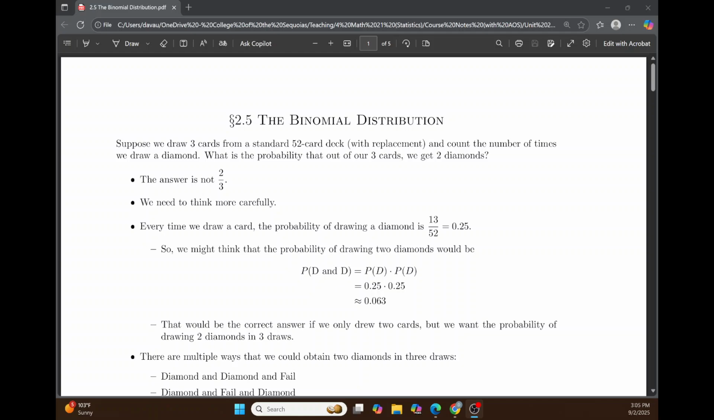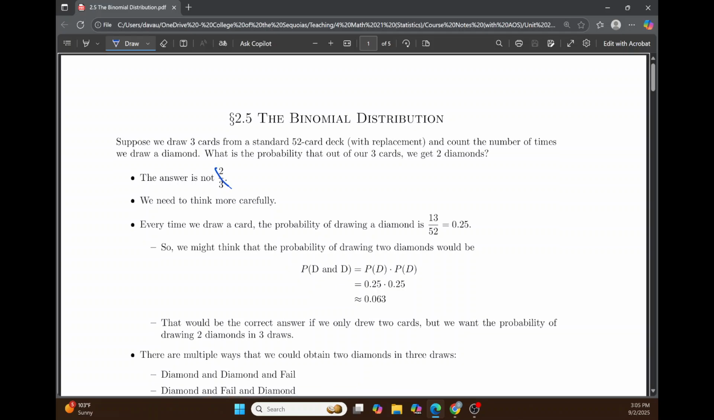Now, the answer here is not 2/3, right? I think it's a common thing to want to jump to that because you see a 2 and you see a 3 and you think, oh, it must be 2/3. But no, that's not correct. We need to think a little bit more carefully. Hopefully, having just come through section 2.4 about the multiplication rule and the addition rule, you have a more sophisticated understanding of this.